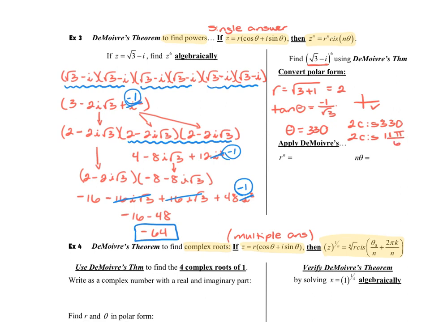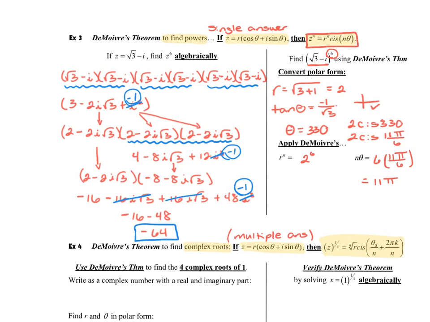Now, to apply DeMoivre's theorem, since we've got it in polar form, we're going to take the r value, 2, and raise it to whatever power we were asked to find. Up at the very beginning, it says to find that power to the 6th. So I'm going to take 2 to the 6th power. Then I'm going to multiply that 6 by the angle I found in polar form. In this case, the radian number is a lot easier to work with. So that gives me 11 pi.